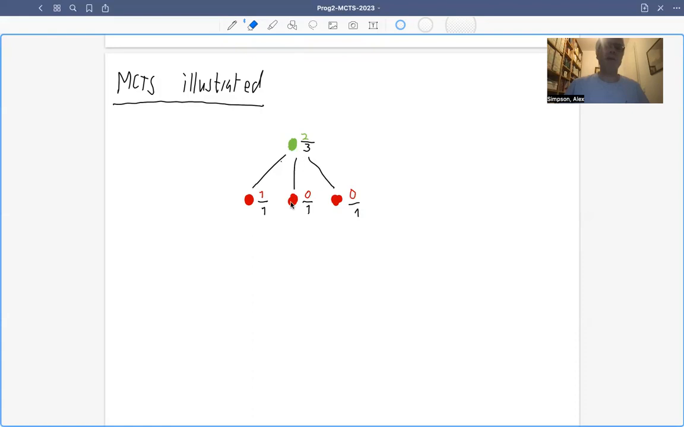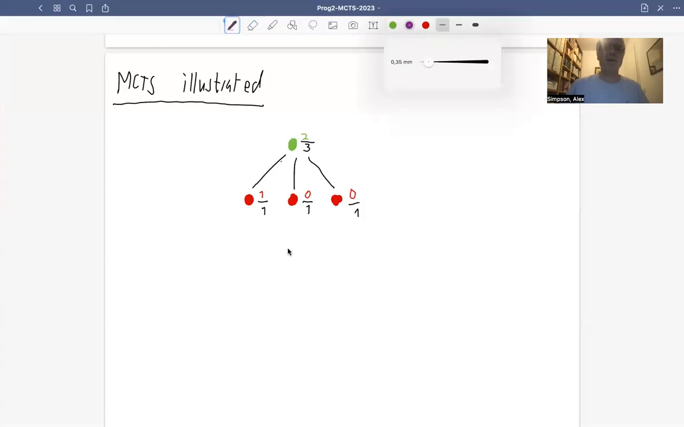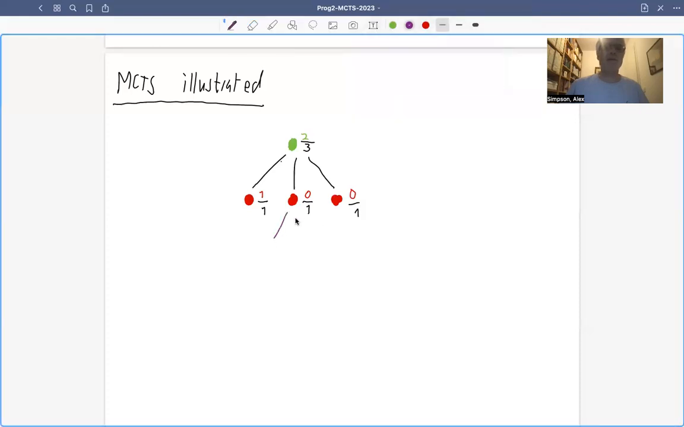So we go to this node, and we look at this node. So this node is again unexpanded, so we haven't visited any of its children. So we see what the child moves are.